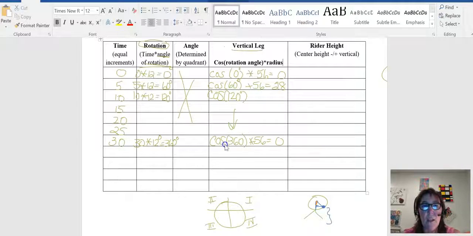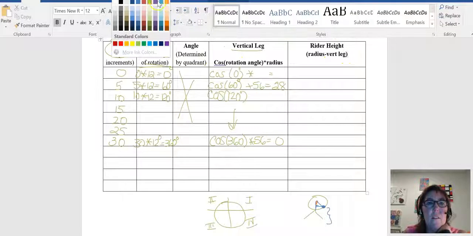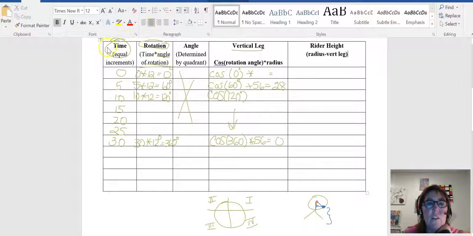This last column is the most important column, and that is the rider height. When you go to graph the image in your Excel sheet, you're going to use the first column, which is your time, and this rider height. What we need to keep in mind is that we take the radius, which in our case was 56, and we subtract the vertical leg, which in this case was 0.